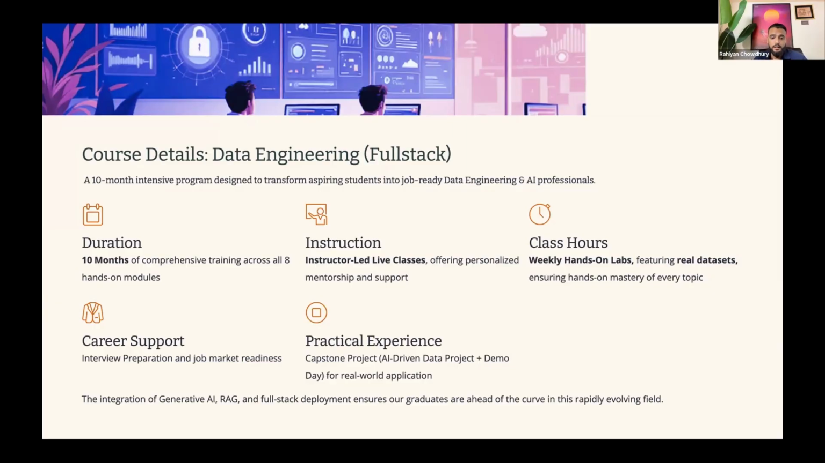Career support is one of those things that I also mentioned to you before, with the interview preparation and the job market readiness. And practical experience is also what I was talking about, those capstone projects that you'll be doing, those GitHub profiles that will be made for you. Everything will be structured around real life hands-on experience. So you guys can get the best of everything and make sure that you're actually ready for the real world.